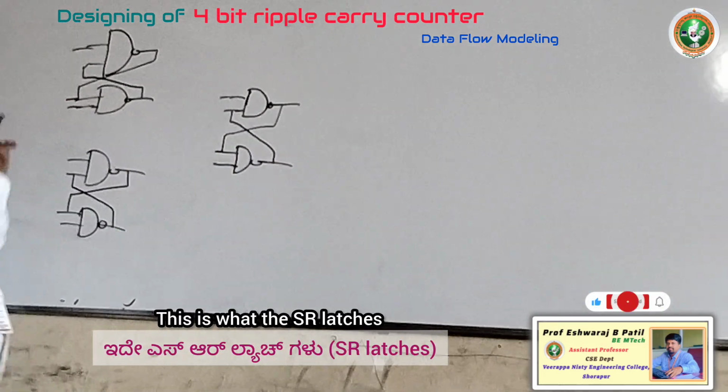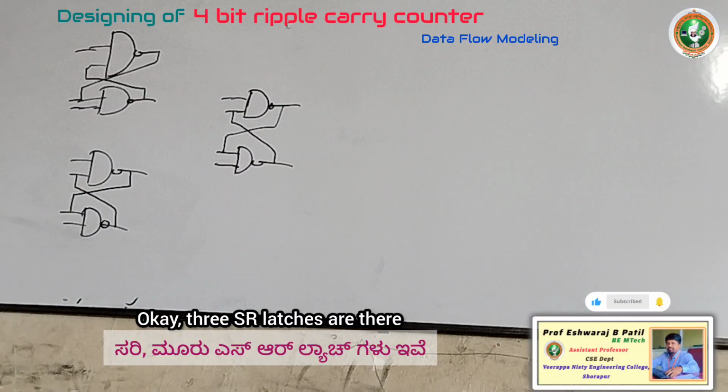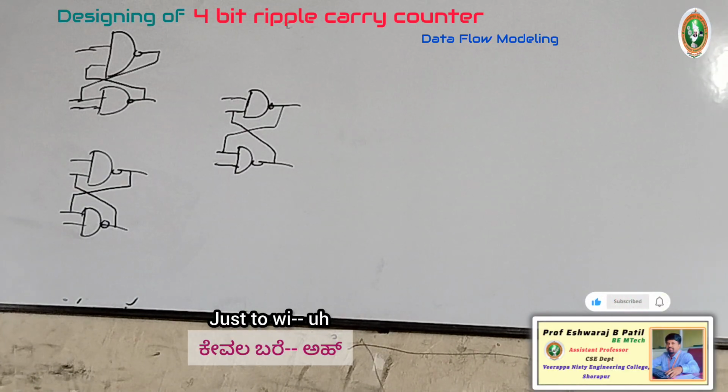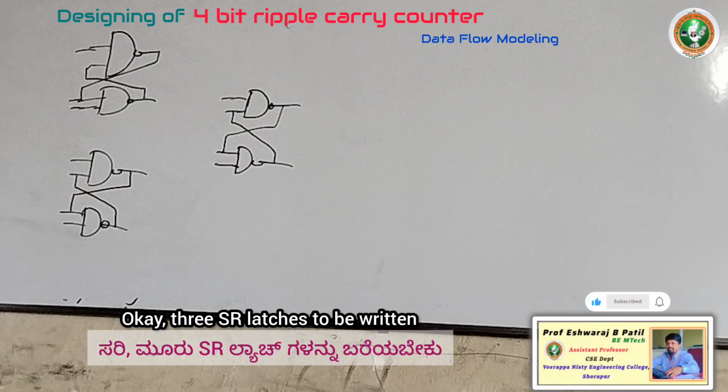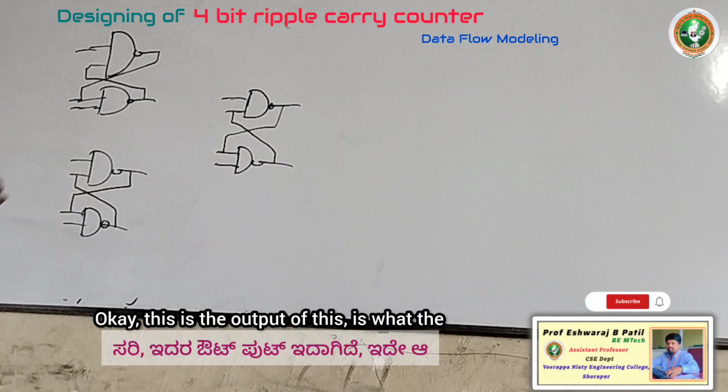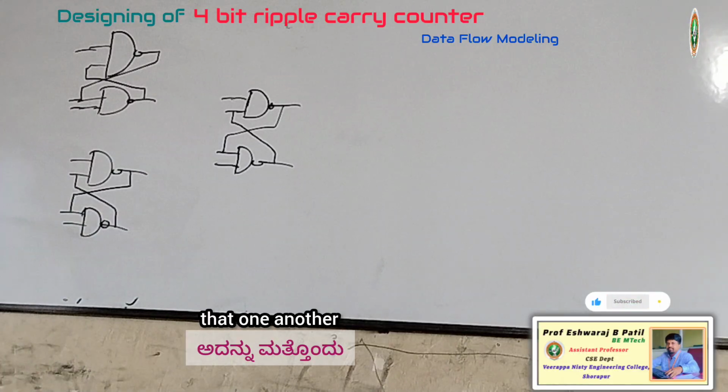This is what the SR latches look like. Three SR latches are there. Just write down this much: three SR latches are to be written. This is the output of this, and we'll write that one next.